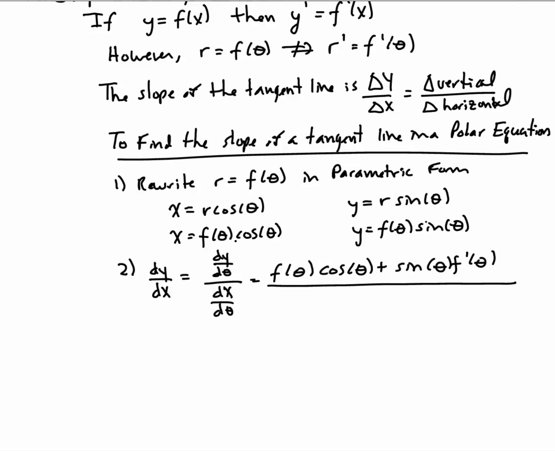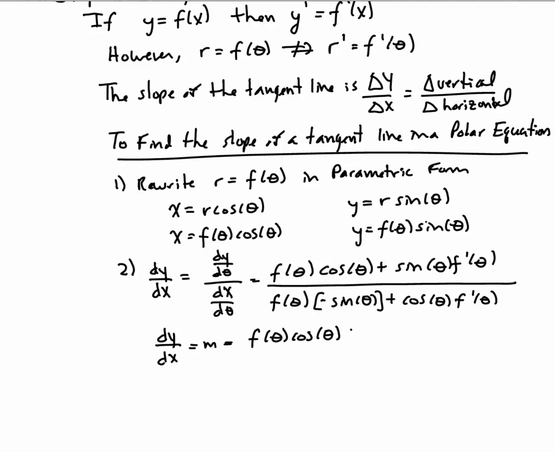For dx d theta, I'm going to use the product rule as well. The derivative of the cosine is a negative sine, so first times the derivative of the second, plus the second times the derivative of f of theta, which is f prime of theta. Let's simplify this a little bit. There are several ways you can rewrite this. This is my derivative, which of course is the slope. Let's rewrite the numerator as f of theta cosine theta plus f prime of theta sine theta.